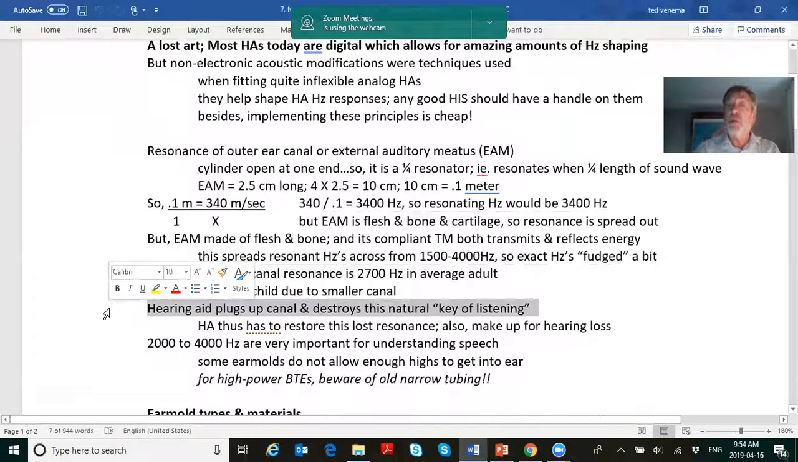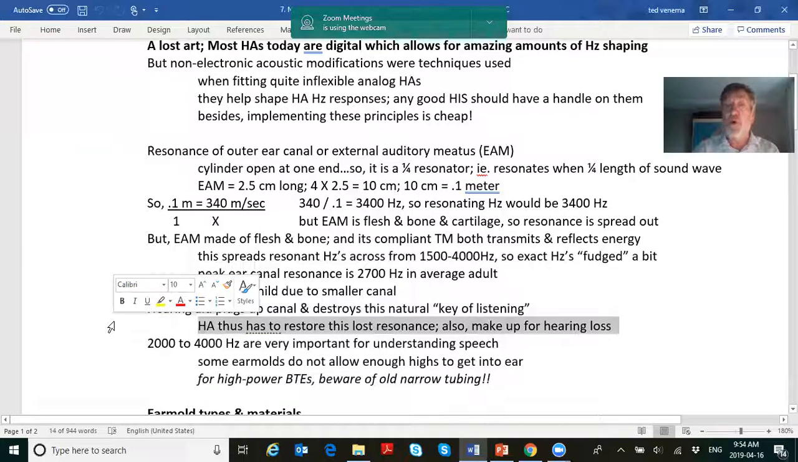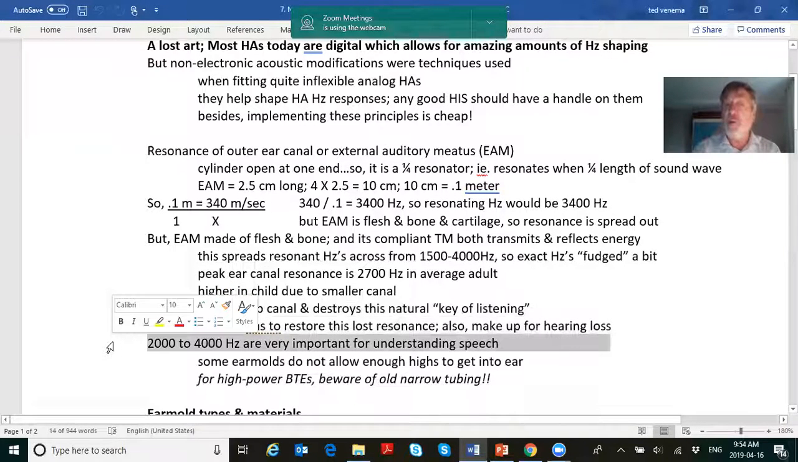But hearing aids plug up the canal and destroy this natural key of listening because now the ear canal is closed at both ends. So the hearing aid thus has to help restore this lost resonance and also make up for the hearing loss. And we know that 2,000 to 4,000 hertz are very important for understanding speech because that's where the soft, high-frequency consonants are. And consonants tell you what the words were.